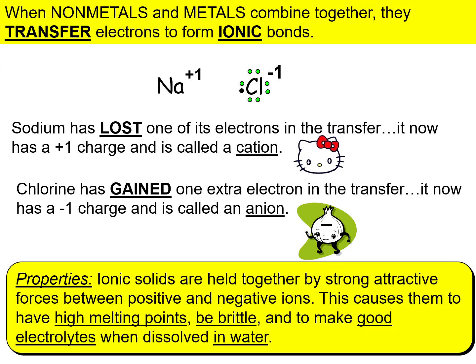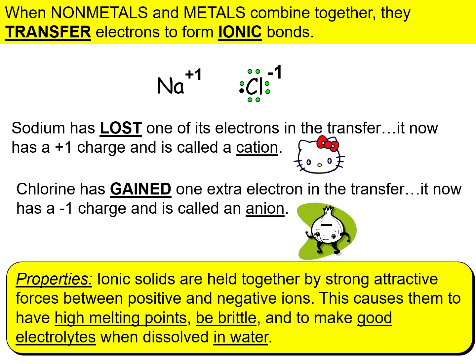So for the properties of ionically bonded solids, first off, they are almost always solids. There are some exceptions where they have ionic liquids, but they're kind of a special case. They're held together by very strong electrostatic forces, and it's because of those strong electrostatic forces that they have really high melting points. It's really hard to get the positive and negative charges unstuck from each other.